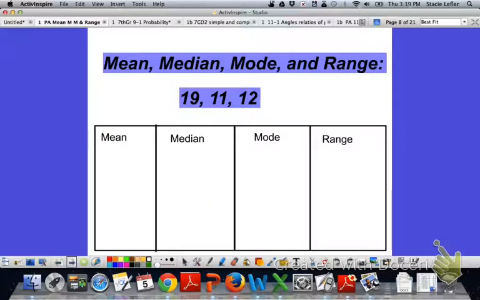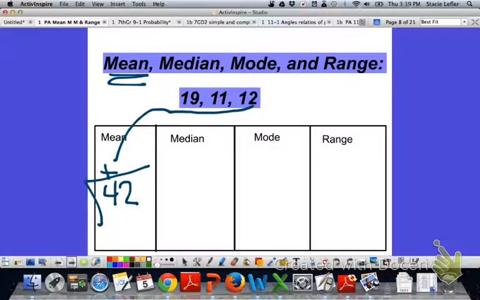Okay, so I'll do this one and really follow along. The mean is the one where you add all of them you see and then divide by how many there are. So 19 plus 11 plus 12, when you add them all up, it's 42. And then we're going to take 42 divided by 3 because there were 3 numbers in our data set. 42 divided by 3 is 14.